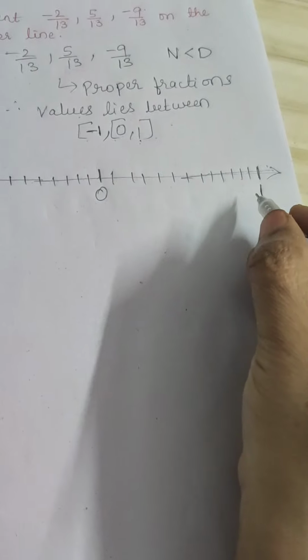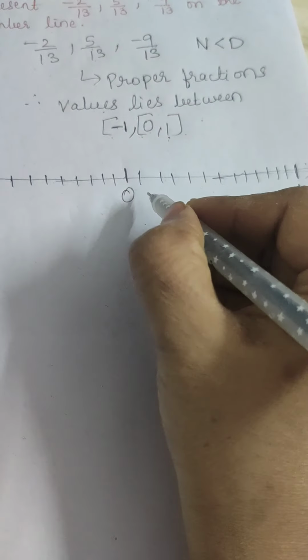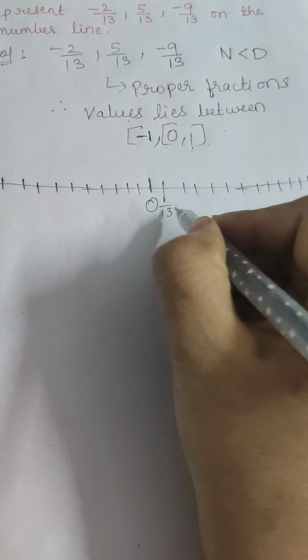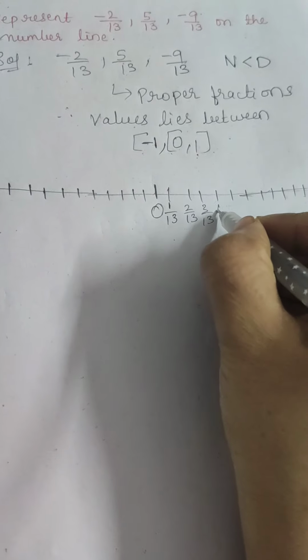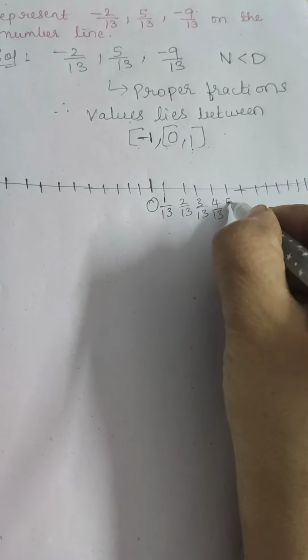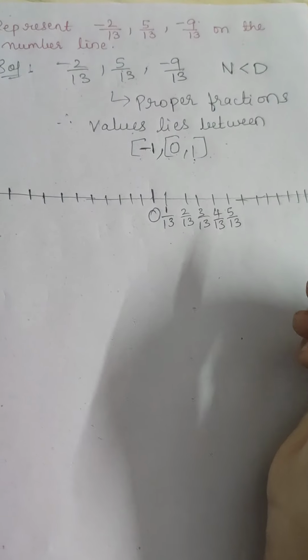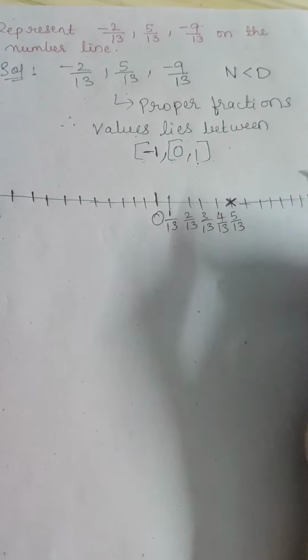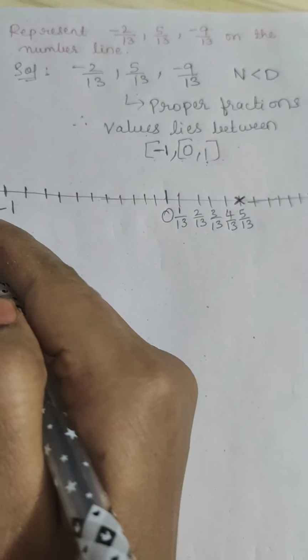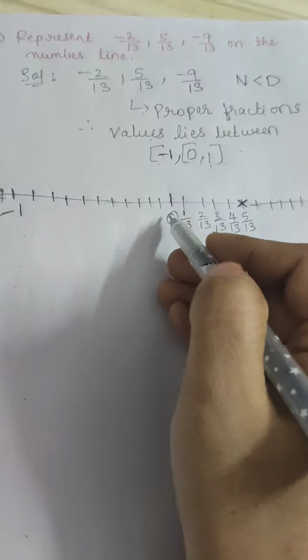Now to the right of 0 up to 1, all these are 1 by 13, 2 by 13, 3 by 13, 4 by 13, 5 by 13. Okay, here we are having 5 by 13. So this is the place where 5 by 13 lies. Next we need minus 2 by 13, to the left side. Negative values will be left side of 0.